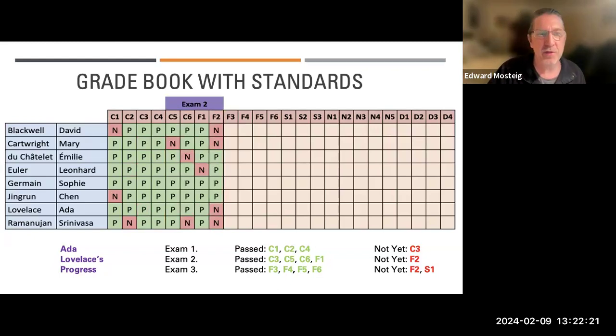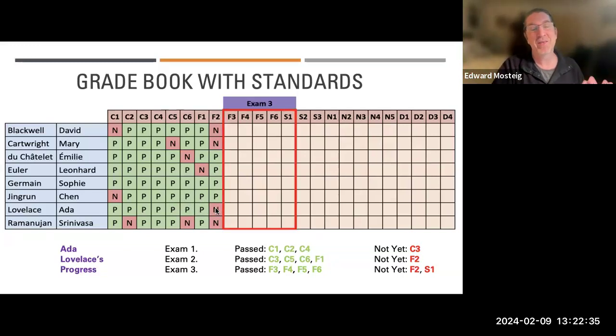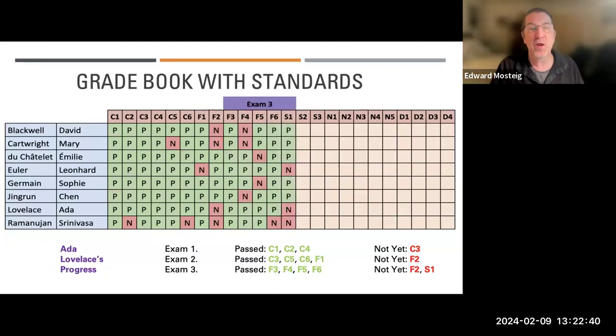So here you can see in exam 2, Ada Lovelace no longer has an N for C3 because she got that on her second attempt. But this time around, she passed C5, C6, F1, but not F2. And on the third exam, that means she'll have to just take F2. And then perhaps she didn't quite get it this time either. But F2 and S1 are the only ones remaining.